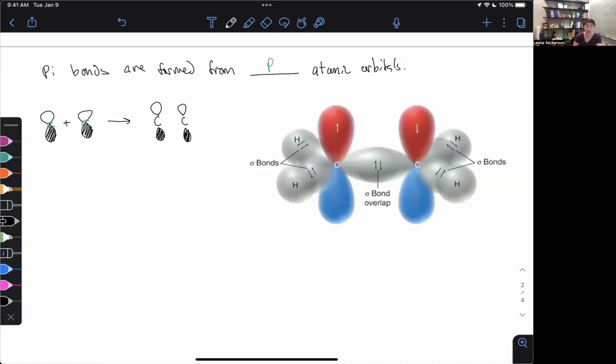so in this case, our constructive overlap, we want it to be unshaded to unshaded, shaded to shaded. So we're looking at this overlap, that overlap, and that's going to be our pi bond. Okay, so that is our pi bond. So the pi bond is not the only bond that is present though, because actually holding these 2 carbon atoms together as well is a sigma bond.